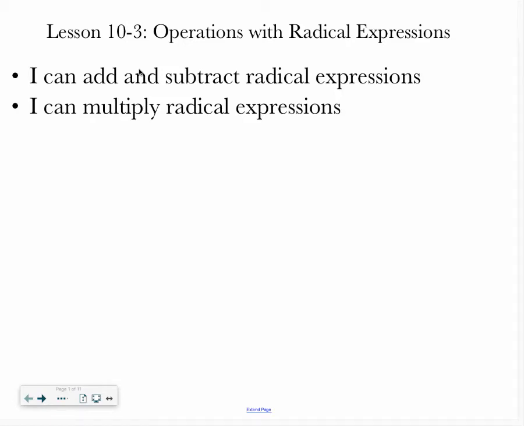Hello class, welcome to lesson 10.3, which is all about operations with radical expressions. By the end of this lesson, you should be able to add and subtract radical expressions, and you should be able to multiply radical expressions.